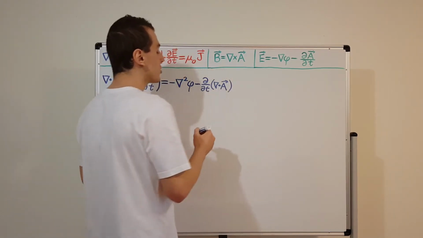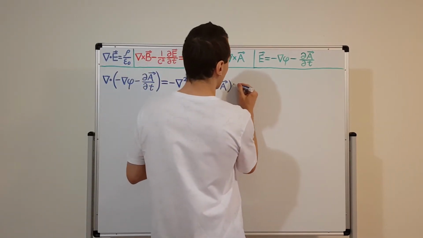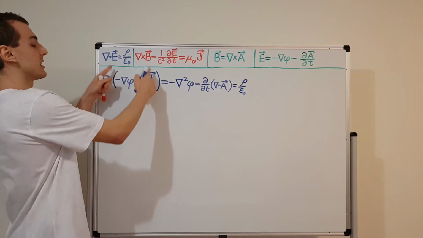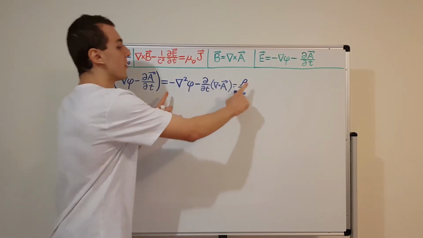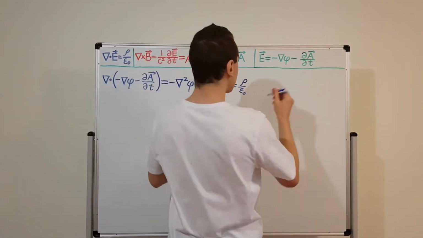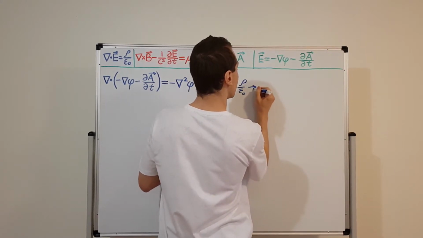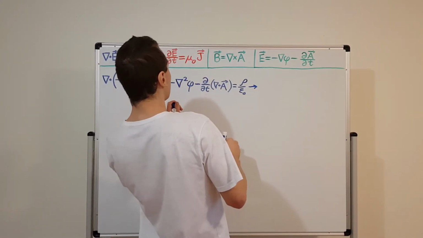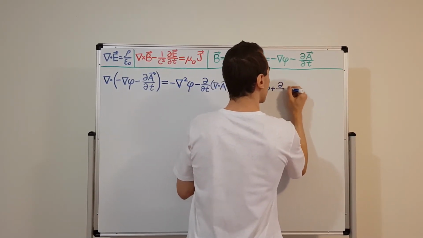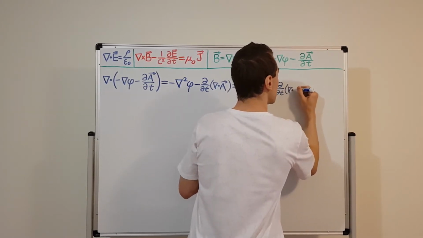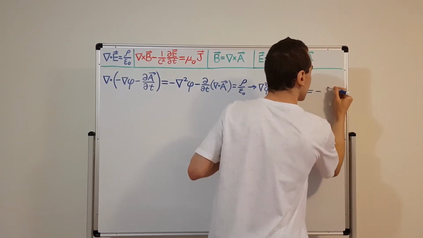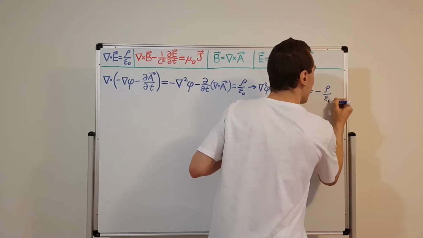So this is actually going to allow us to conclude that we can just set this equal to rho over epsilon naught, right? Because this is equivalent to the electric field. We've just substituted in here. So this is what we've got. But what I'm going to do now is multiply both sides of the equation by -1. And that's going to give me this expression, which I'll squeeze in over here. What I'm going to get is the Laplacian of phi plus the partial derivative with respect to time of the divergence of A is equal to minus rho on epsilon naught. And that is our first equation.